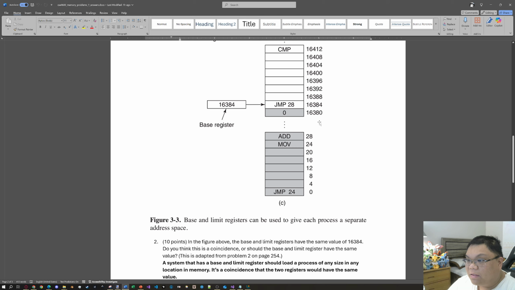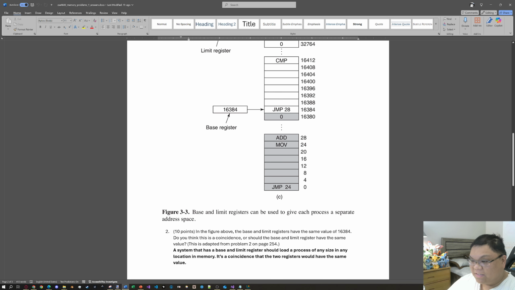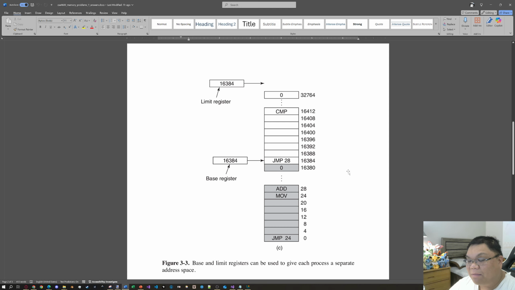Number 2. In the figure above, the base and limit registers have the same value of 16384. Is this a coincidence? Yes, it is. A system that uses a base and limit register to ensure each process has its own memory space should be able to load any process of any size in any location in memory. So it's a coincidence that the two registers happen to have the same value.